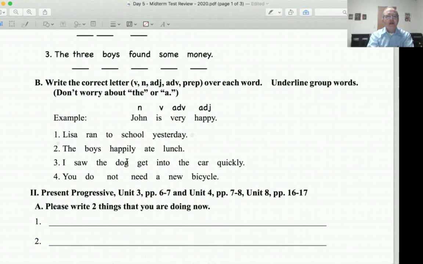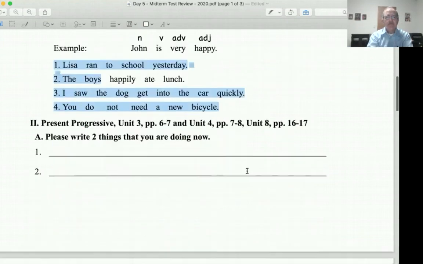Now write the correct letter, V, N, ADJ, ADV, prep, over each word. It's the same thing. John is very happy. So you write N for John, that's a noun. V for is, it's a verb. ADV for very, that's an adverb. And ADJ for happy, that's an adjective. Just practice these. Ask yourself, can I do this?